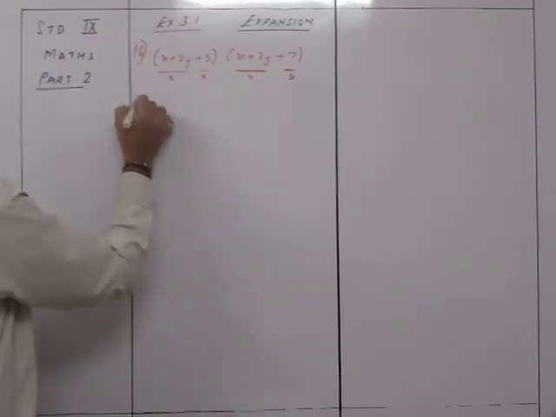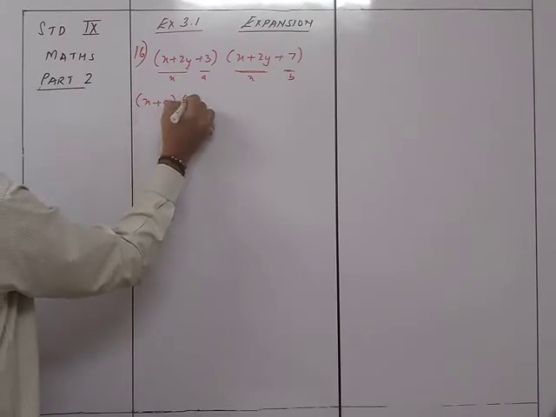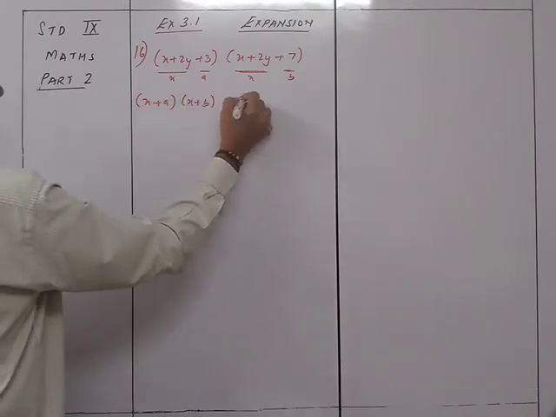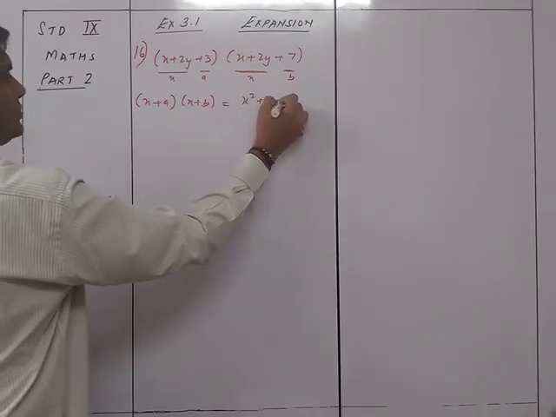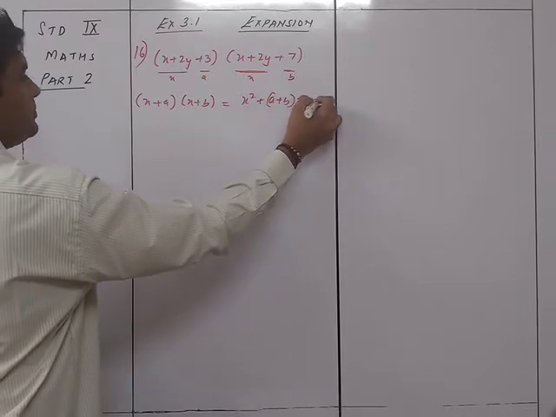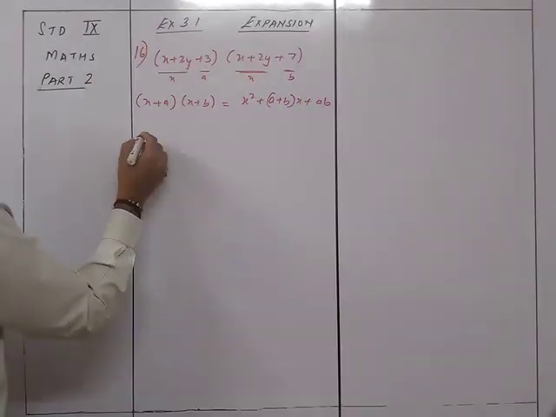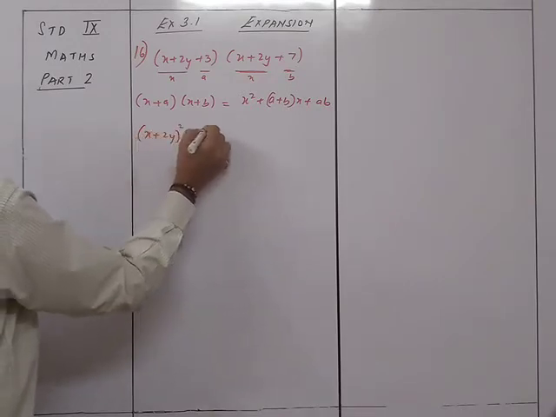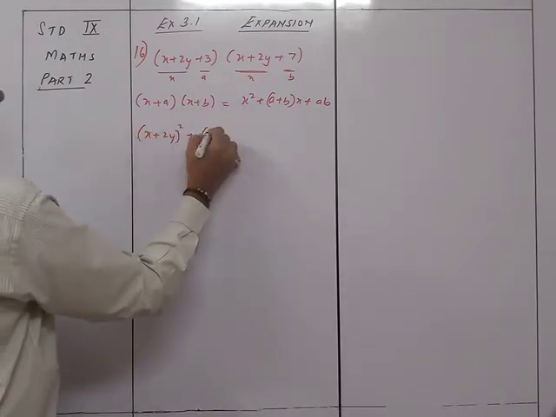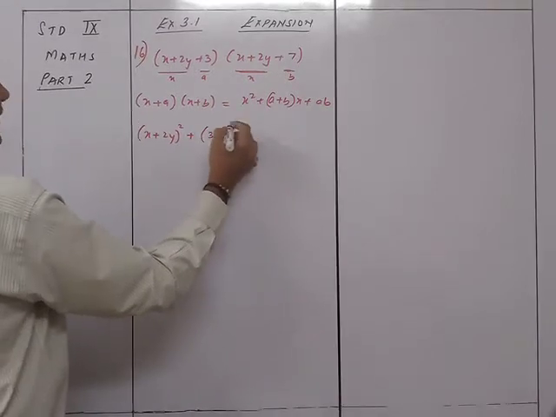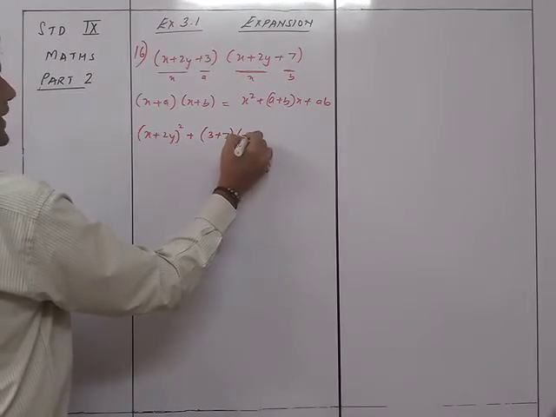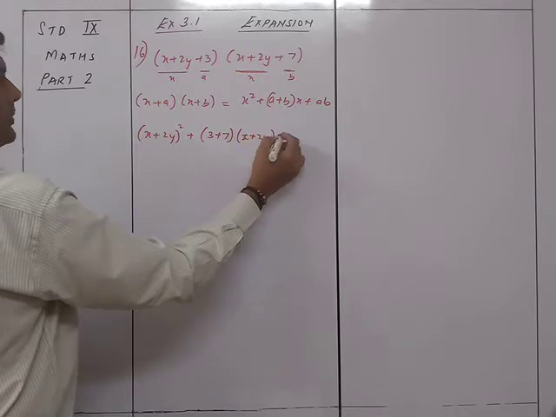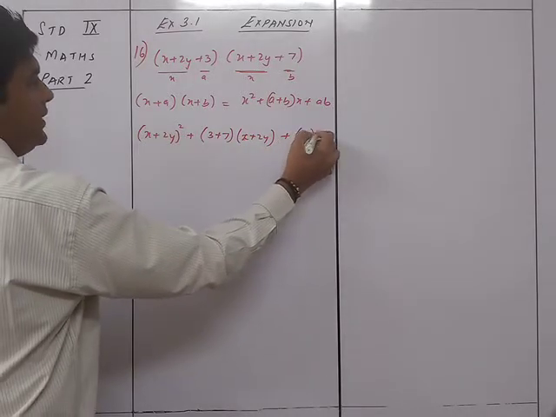So we have the formula that (x + a)(x + b) is equal to x square plus (a + b) into x plus ab. In the same way over here, we will take it as (x + 2y) the whole square plus (a + b), which is nothing but 3 plus 7, into x, where x is nothing but (x + 2y), plus ab, which will be 3 into 7.